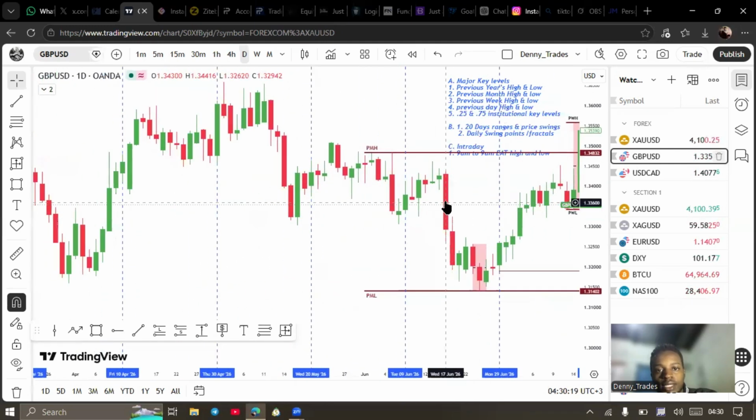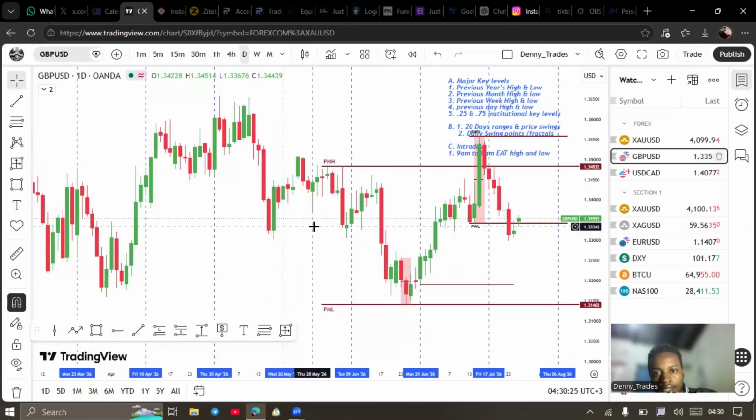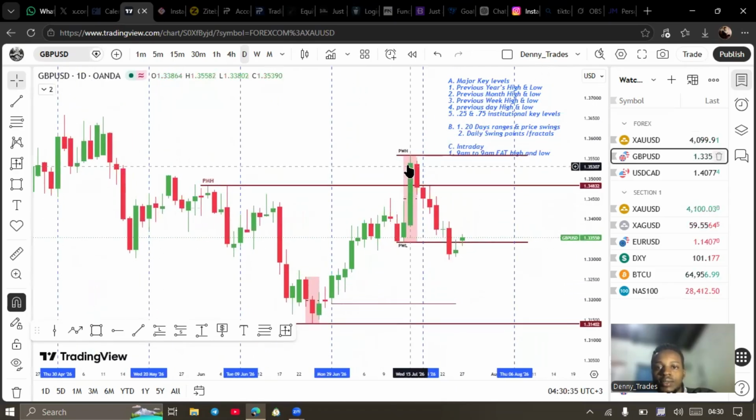So one thing you want to be remembering is that price will trade above or below a previous 20 days range. And that is how I find buyers on the daily chart. One, using the daily swing points, the swing high and the swing low. When a swing low forms, I start looking for bullish setups. When a swing high forms, I start looking for bearish setups. Okay, so from this day, you would have been looking for bearish setups.